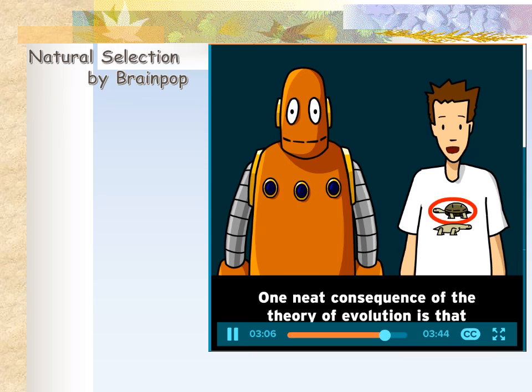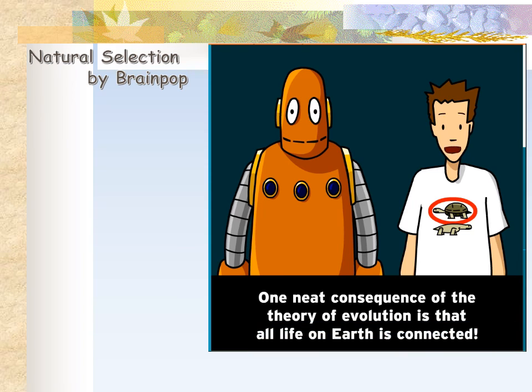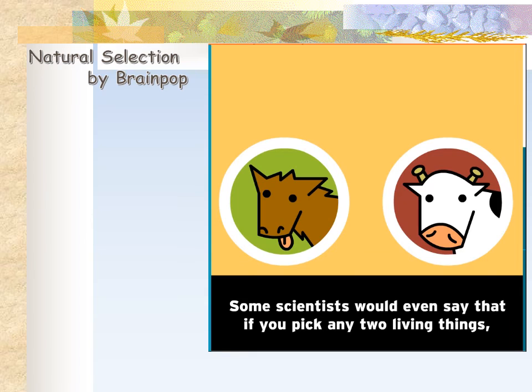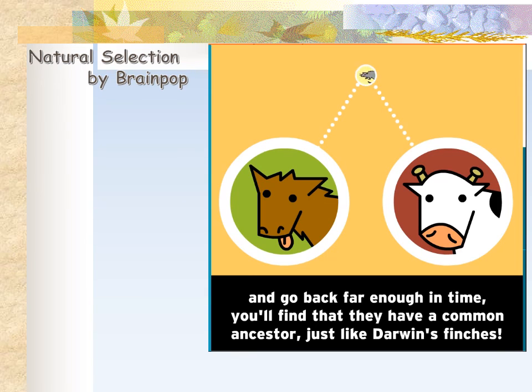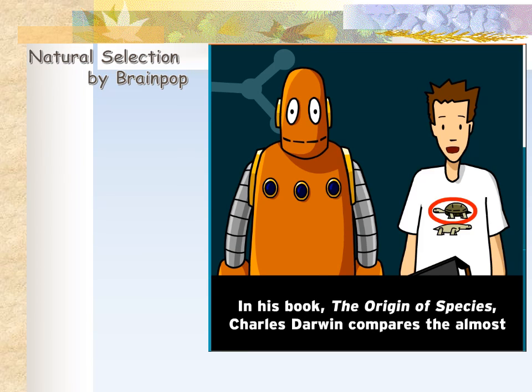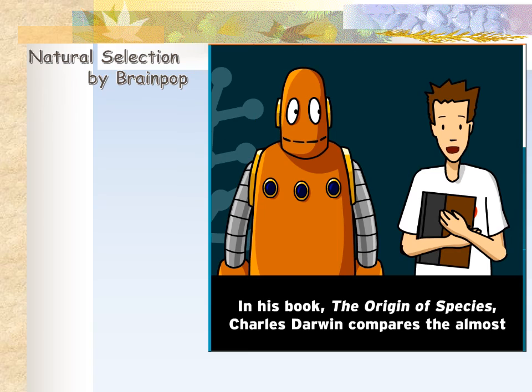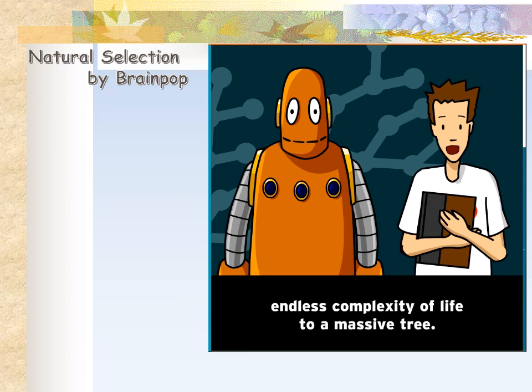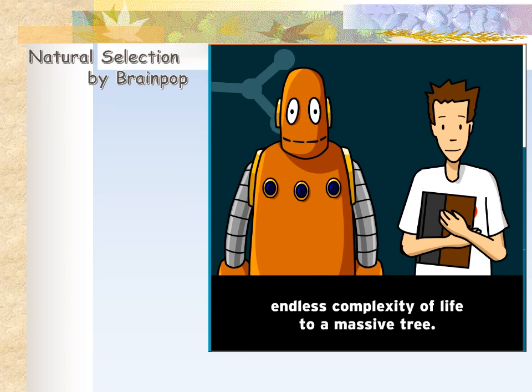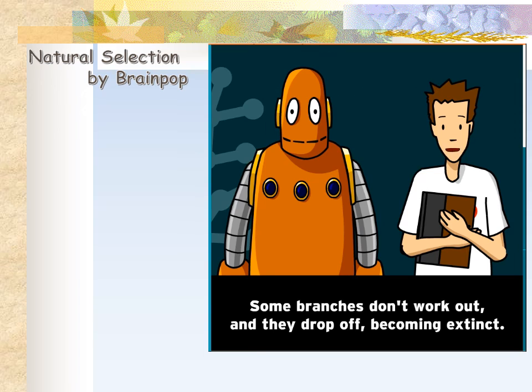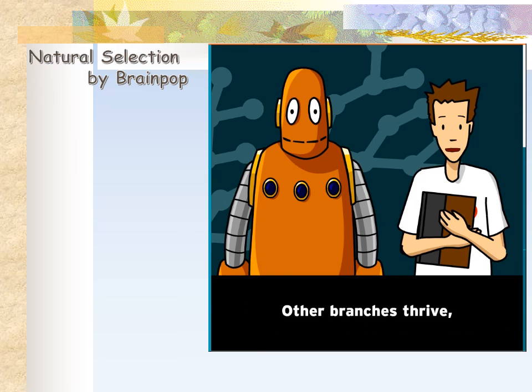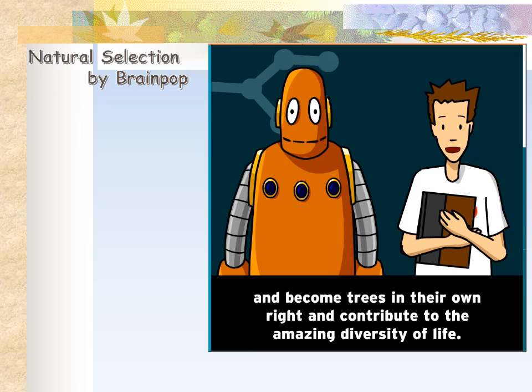One neat consequence of the theory of evolution is that all life on Earth is connected. Some scientists would even say that if you pick any two living things and go back far enough in time, you'll find that they have a common ancestor, just like Darwin's finches. In his book, The Origin of Species, Charles Darwin compares the almost endless complexity of life to a massive tree. Some branches don't work out, and they drop off, becoming extinct. Other branches thrive and become trees in their own right and contribute to the amazing diversity of life.